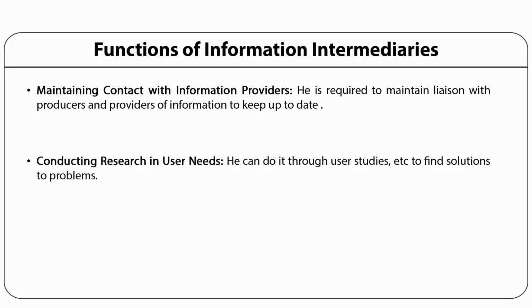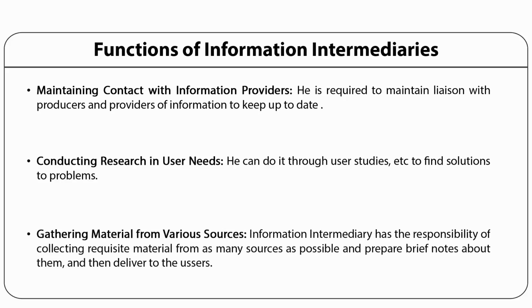Conducting research in user needs is another function. Information intermediary can do it through user studies, etc., to find solutions to the problems of the user community. Gathering material from various sources is yet another function. Information intermediary has the responsibility of collecting requisite material from as many sources as possible and prepare brief notes about them in the form of, say, informative abstracts, and then deliver these notes about useful information to the users.